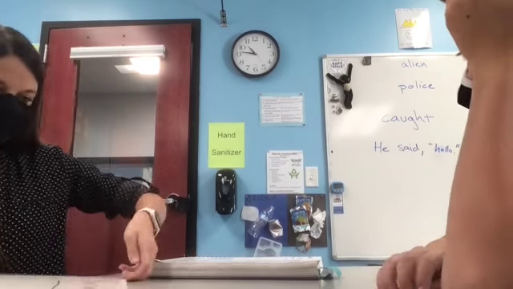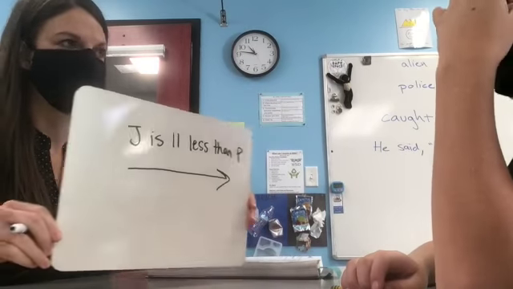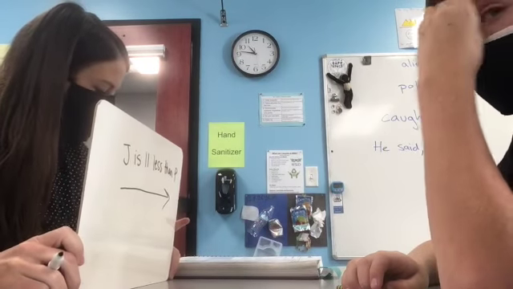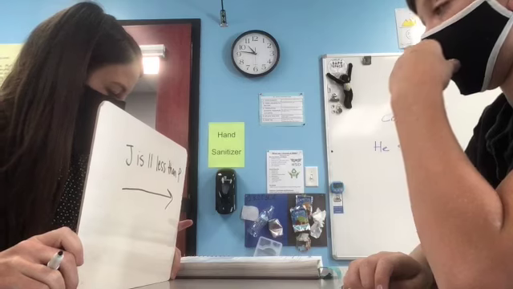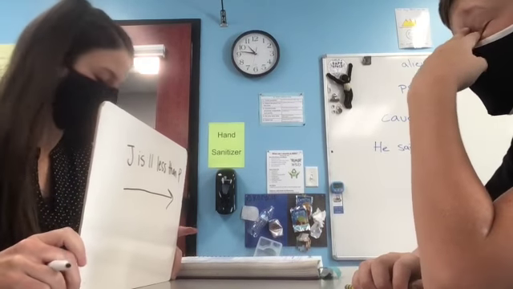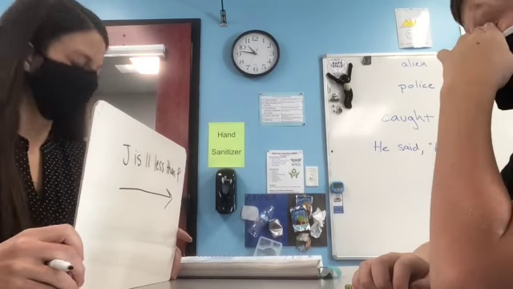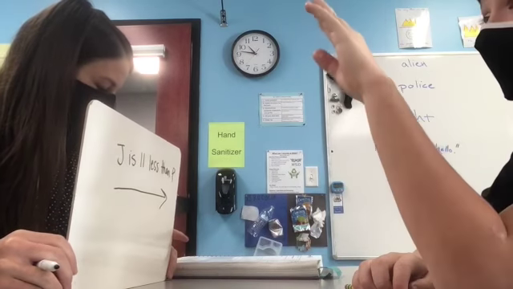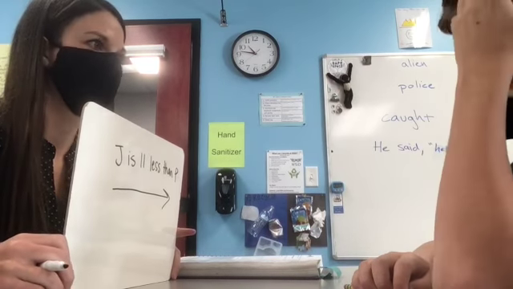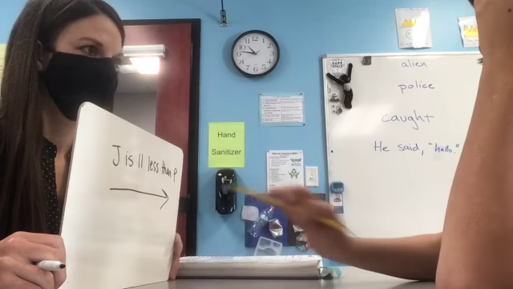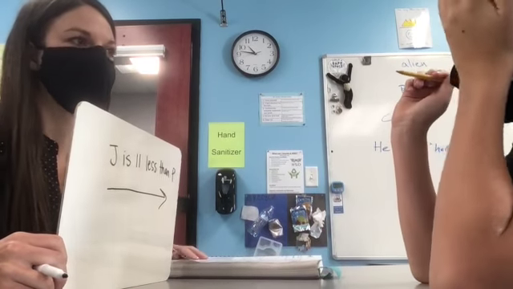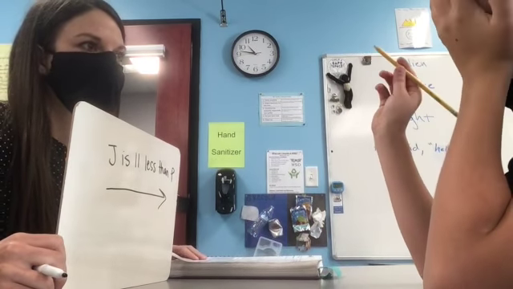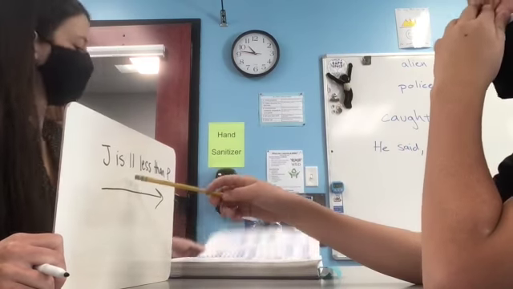now it says J is 11 less than P. Which letter is less? J is less. And how much less? 11. Great. If J is less, which letter is more? P. Great. How much more? 11. Exactly. 11 more.